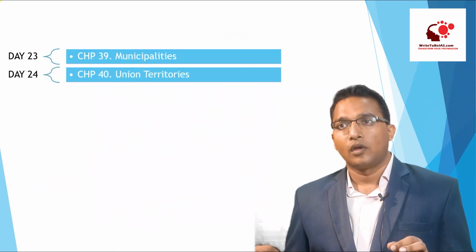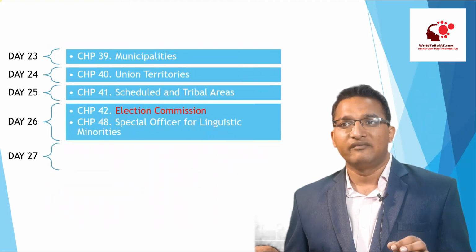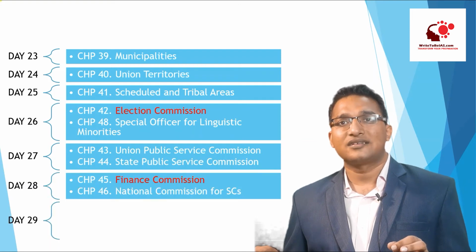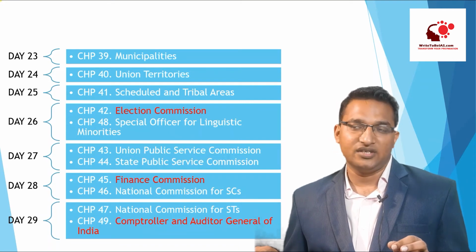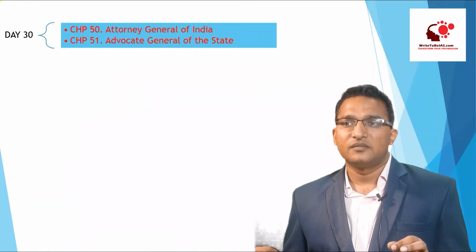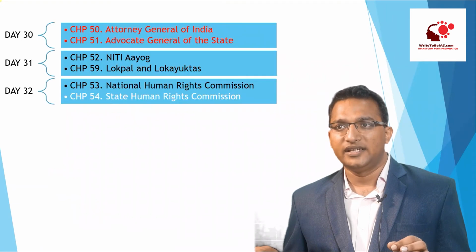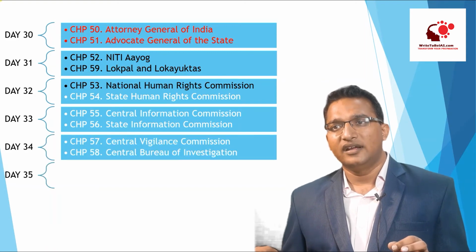Then Panchayati Raj, then municipal bodies, union territory, schedules of tribal areas, election commission, special officer for linguistic minority, UPSC, SPSC, finance commission, national commission for SC, national commission for ST, and CAG, right? Then similarly, Attorney General of India, Advocate General of India, NITI Aayog, Lokpal, Lokayukta, National Human Rights Commission, and in this way you can cover all the remaining chapters.